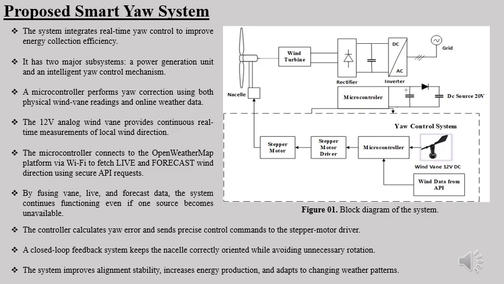By combining vane, live, and forecast data, the system can continue operating even when one of the sources becomes unavailable. The controller then calculates the yaw error and sends precise commands to the stepper motor driver to rotate the nacelle. A closed-loop feedback structure ensures that the nacelle stays correctly oriented to the wind while avoiding unnecessary or frequent rotation. Overall, this system improves alignment stability, increases total energy production, and adapts effectively to changing weather patterns.